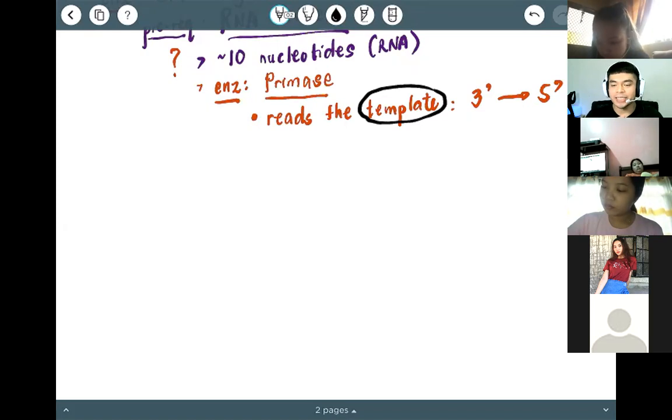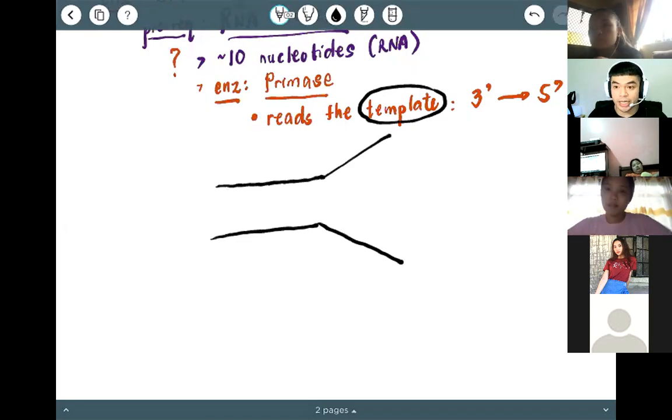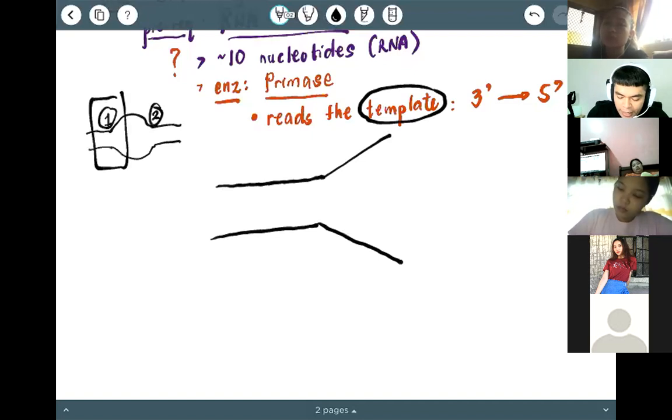Anong kinalaman niyan sa synthesis ng RNA primer? So say for example, ito na yung medyo complicated ha. For example, we have here the magnified view ng replication fork. Isang side ito. So halimbawa, ito yung replication fork, first and then second. Binagnify natin ang first replication fork. So ito siya. Na-imagine nyo? Okay, so ito yung replication fork.